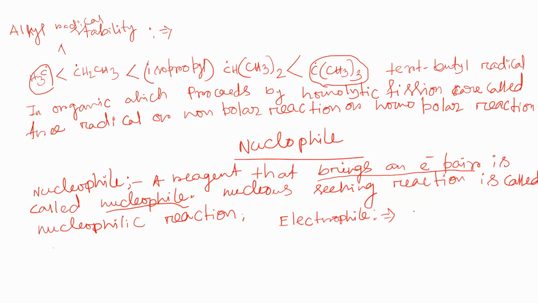A reagent that takes away an electron pair is called an electrophile.